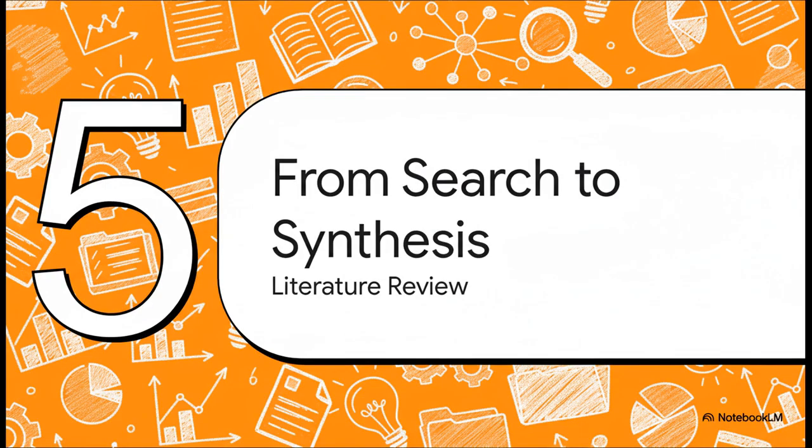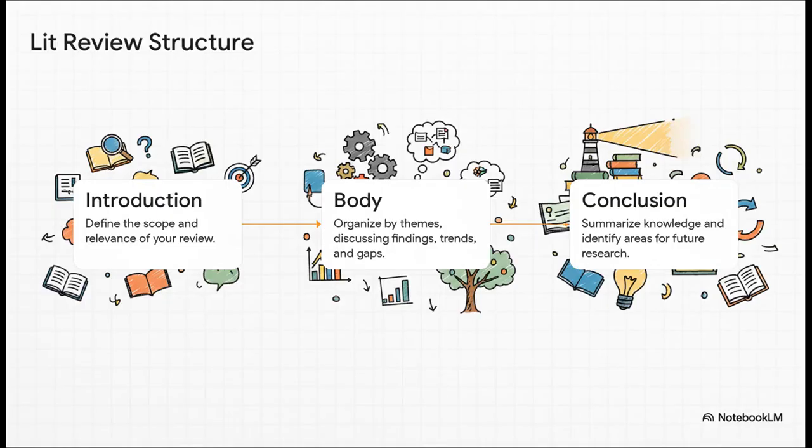Okay, let's bring this home. Section 5, from search to synthesis. This is the final step where we take everything we found and organized and turn it into a coherent, compelling literature review. And the best way to think about a literature review is that it's not just a list of summaries. No, it's a story.